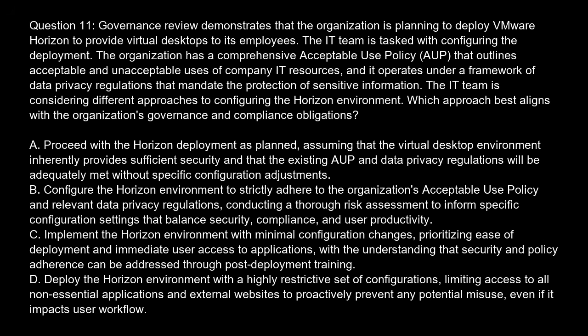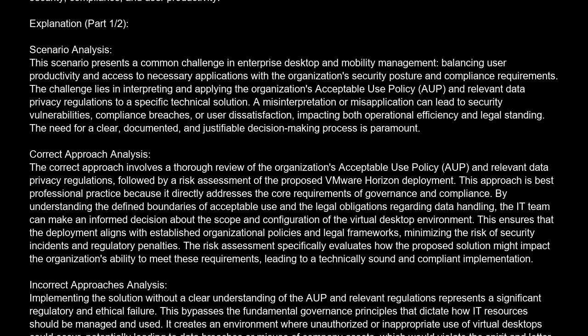Option D. Deploy the Horizon environment with a highly restrictive set of configurations, limiting access to all non-essential applications and external websites to proactively prevent any potential misuse, even if it impacts user workflow. Correct answer is B. Configure the Horizon environment to strictly adhere to the organization's acceptable use policy and relevant data privacy regulations, conducting a thorough risk assessment to inform specific configuration settings that balance security, compliance, and user productivity.